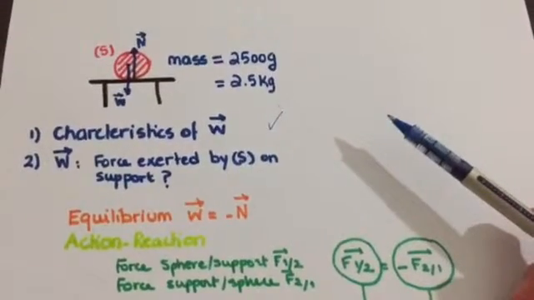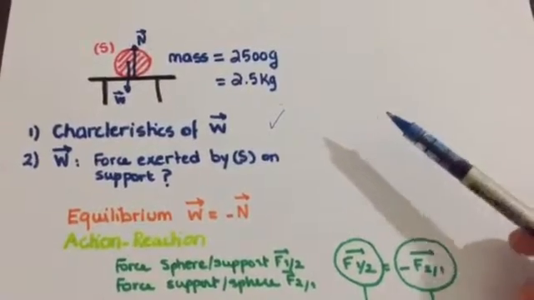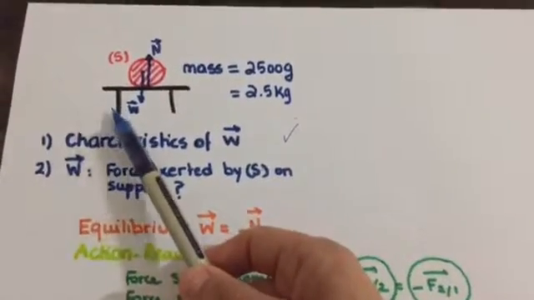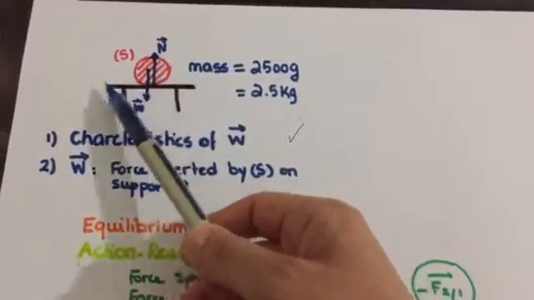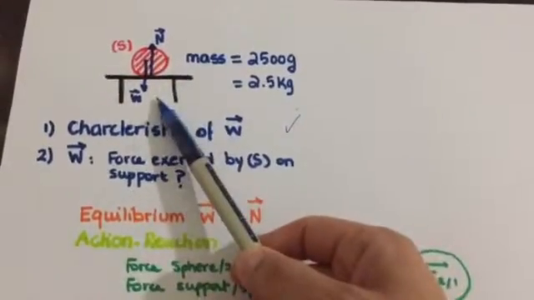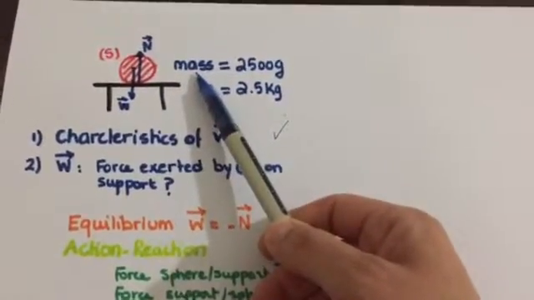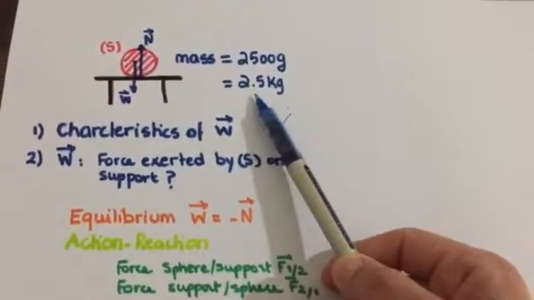Let me restate your problem and answer your question. You have a support and you have a sphere. It's an equilibrium problem. The sphere is on the support. You have this mass, the mass of the sphere, which is given to be 2.5 kilograms.